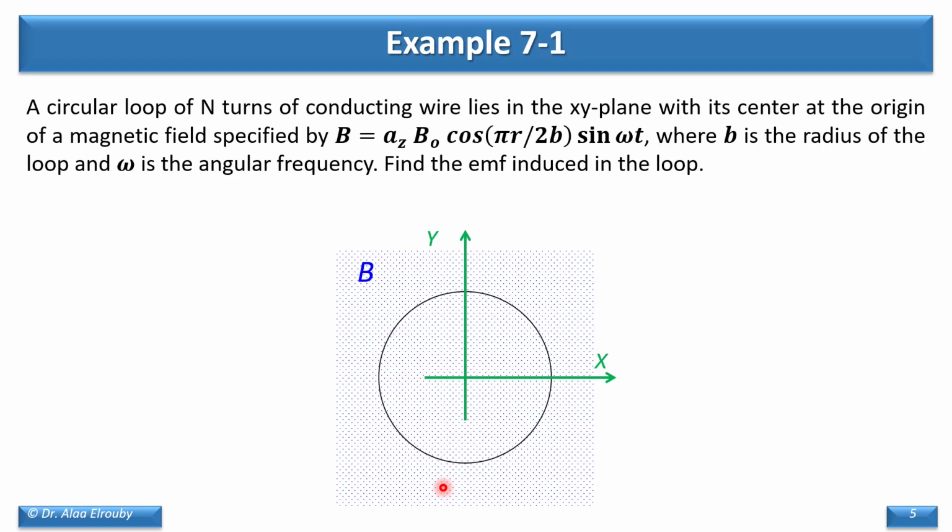So let us have an example about Faraday's law. The example goes like this: a circular loop of n turns of conducting wire lies in the XY plane with its center at the origin. There is a magnetic field specified by this expression. The radius of the circular loop is b, and the angular frequency of the field is omega. We would like to find the EMF induced in the loop.